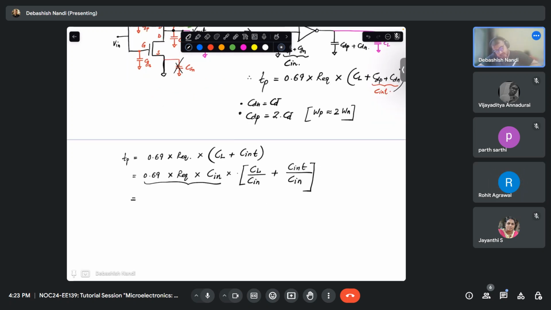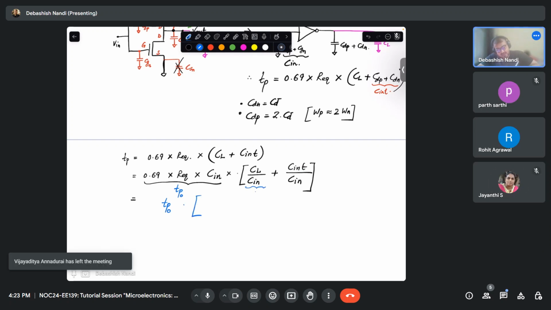This I define as TP0, or the device's intrinsic delay, and this I define as F, and this I define as gamma. Just for the nomenclature, remember it in this way. This is F and this is gamma. Okay, just two terms. So this will be my delay of the device.